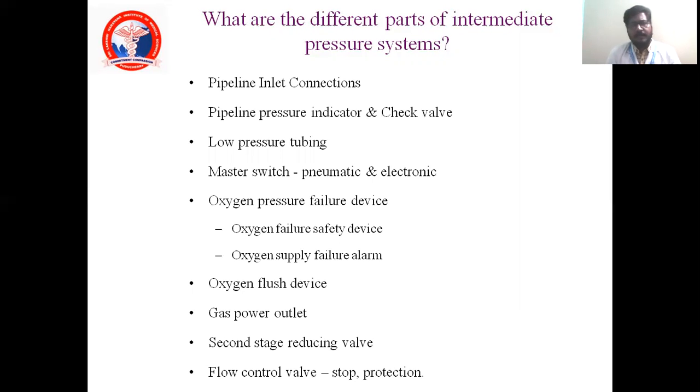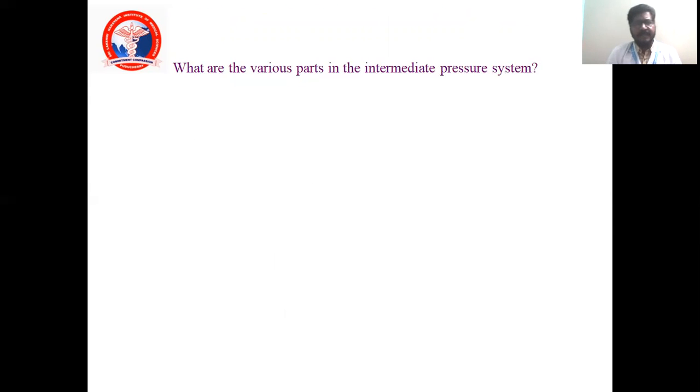Now coming to the intermediate pressure system, these are the different parts of the intermediate pressure system. The intermediate pressure system consists of pipeline inlet connections, pipeline pressure indicator and check valve, low pressure tubing, master switch, both pneumatic and electronic, oxygen pressure failure devices. This is a safety mechanism to prevent hypoxic gas mixture, and oxygen flush device, gas power outlet, second stage pressure reducing valve, and flow control valve. What are all the various parts in the intermediate pressure system?